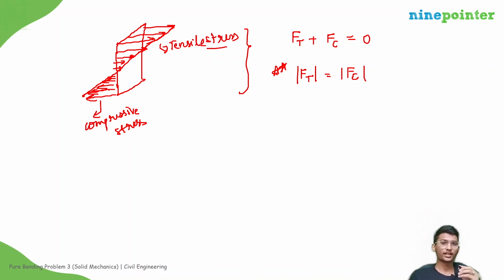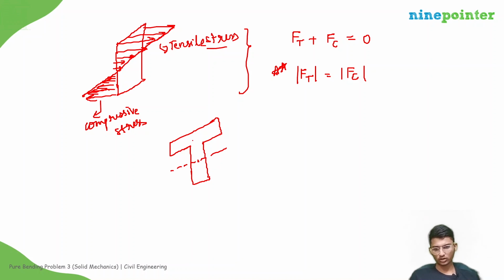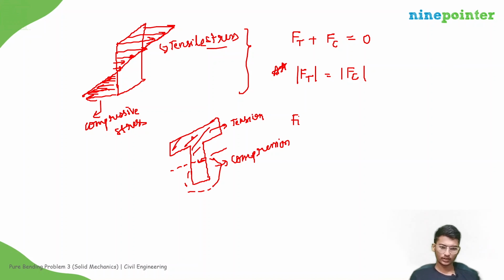what is the force applied by the tensile stress, the net force due to the tensile stress. See, in that case, suppose you take an I beam section, then this neutral axis will be somewhere here. Suppose this portion is in tension and this portion is in compression, and they ask to find Ft, the magnitude of Ft. Then what will you do?